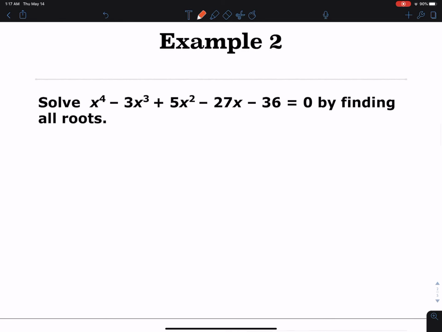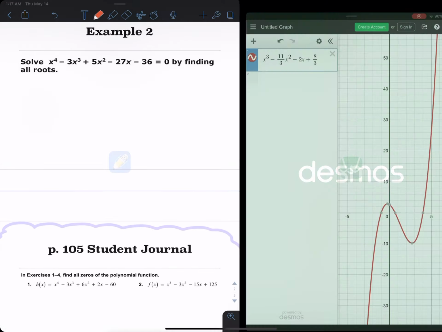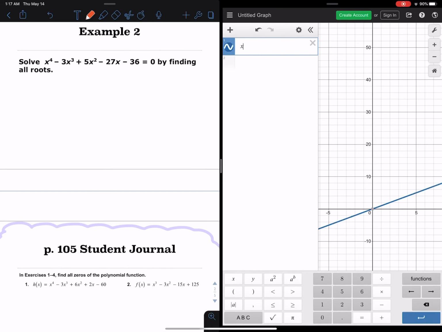So here's example 2. We have x to the 4th minus 3x to the 3rd plus 5x squared minus 27x minus 36, by finding all roots. So it's a good idea to look to see if we can factor. There's 5 terms. We have no real strategies for factoring 5 terms when there isn't a GCF. So we're going to Desmos to find our x-intercepts.